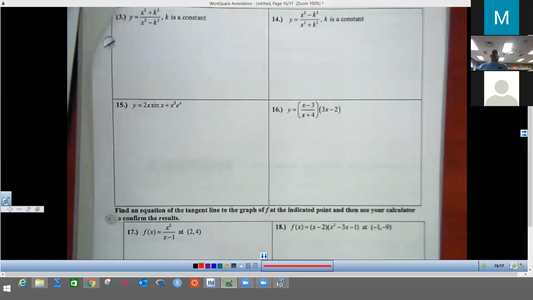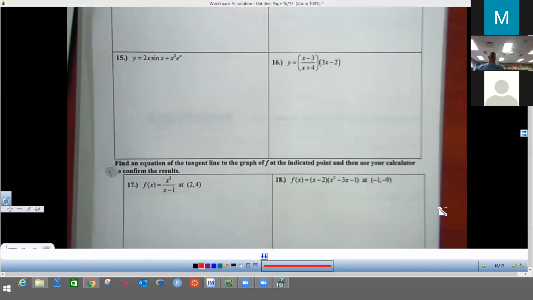Okay, next page. Anybody got anything here? This is doing the same stuff. Find the derivative. Anything on the back page? You want me to do a tangent line down here at the bottom? Find the tangent line using these rules?